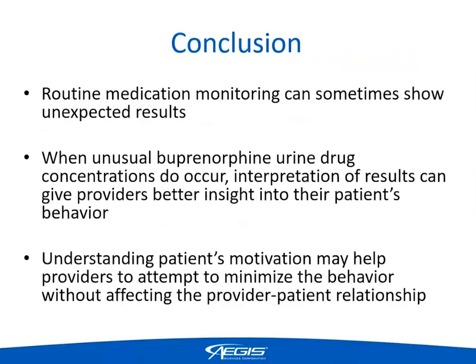So in conclusion, routine medication monitoring results can definitely show some unexpected findings. And when it relates to buprenorphine concentrations in urine, interpretation of the results is very important to try to allow more insight into what's driving the behavior, what could be behind the reasons why the patient has done what they wanted to do. And this is certainly the art aspect of medicine, because you want to try to minimize these aberrant behaviors while still maintaining a solid provider-patient relationship.